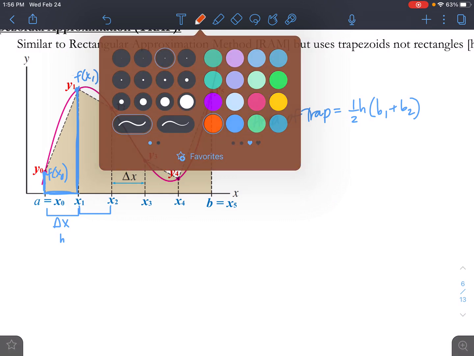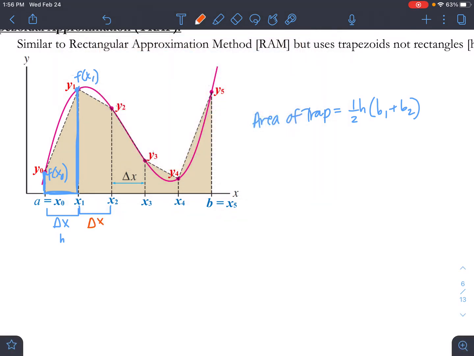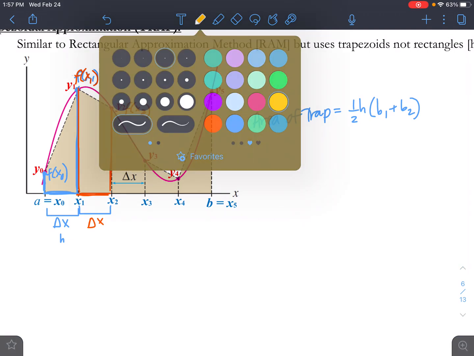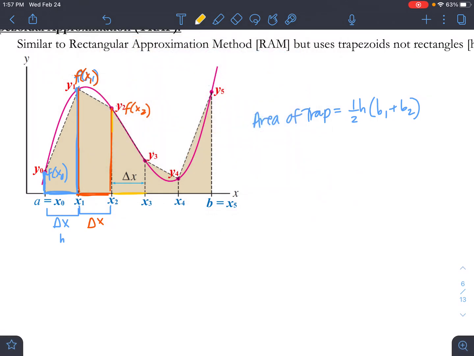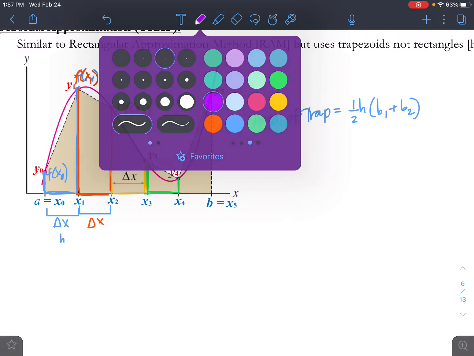And similarly, if you did the next one, it would be delta x as your height. You'd actually have f of x1 again as one of your sides, and then you'd have this one, f of x2, etc. So you could keep drawing here. The reason I'm using different colors is that I want you guys to see those repeats. Notice that we're actually using the same base a couple times, all those ones in the middle.